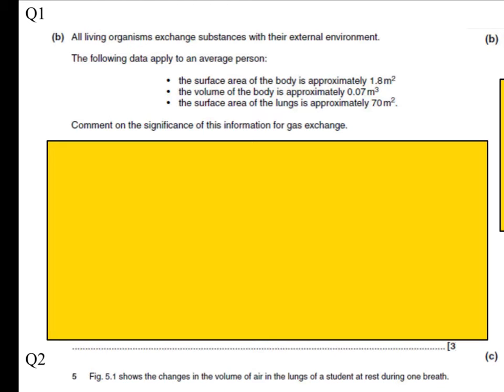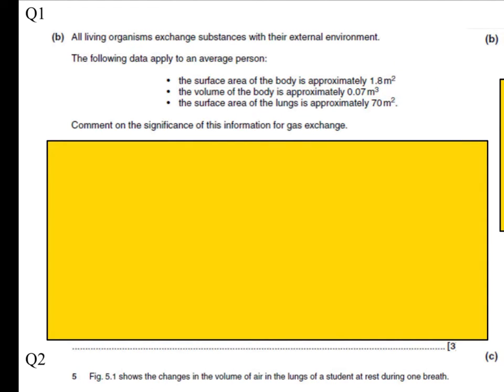So the first question reads, all living organisms exchange substances with their external environment. The following data applies to an average person. The surface area of the body is approximately 1.8 meters squared. The volume of the body is approximately 0.07 meters cubed, and the surface area of the lungs is approximately 70 meters squared. It then says comment on the significance of this information for gas exchange. So how is this information relevant to what we've learned about gas exchange?